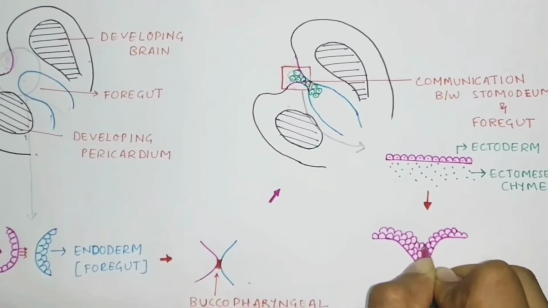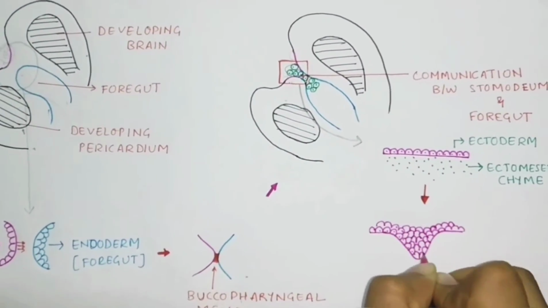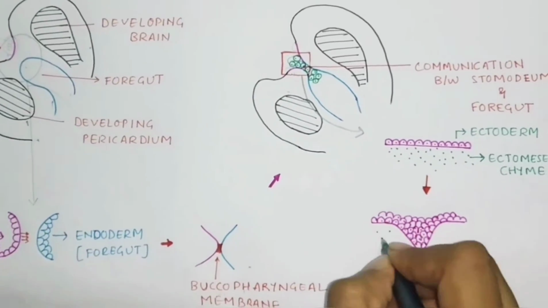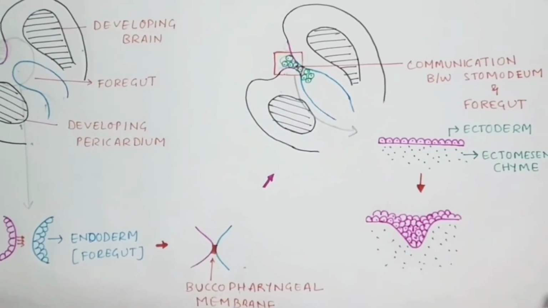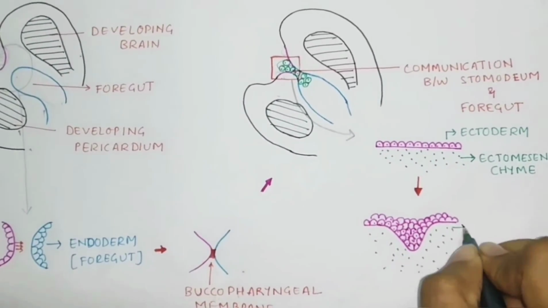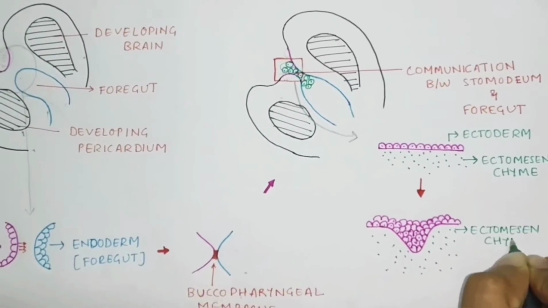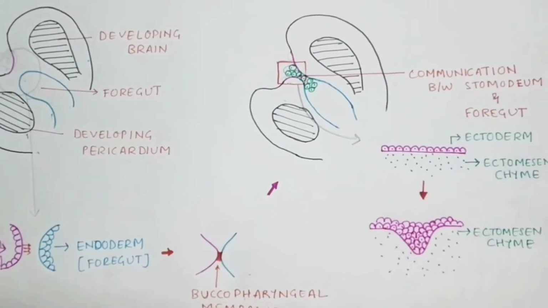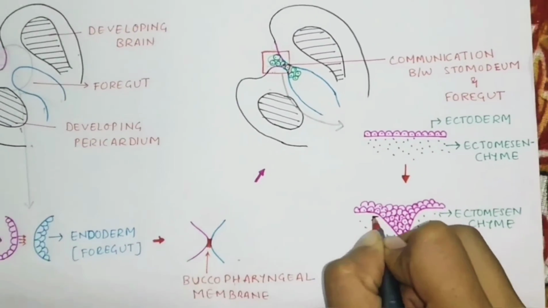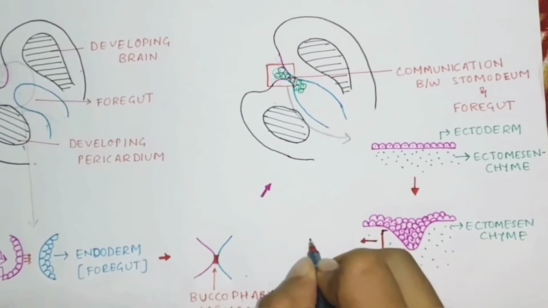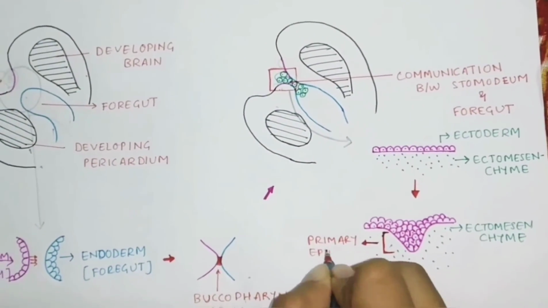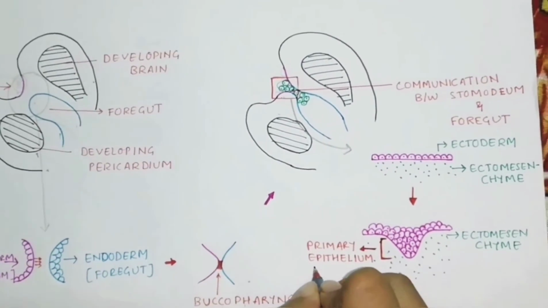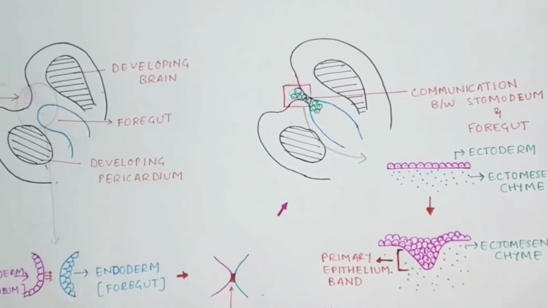So, about 2 to 3 weeks after the rupture of the buccopharyngeal membrane, certain areas of the basal cells of the oral ectoderm, we can see, have proliferated. They are proliferating more rapidly than the other cells. This leads to the formation of a band, which is known as the primary epithelial band, and it invades the underlying ectomesenchyme, as we can see in the picture.